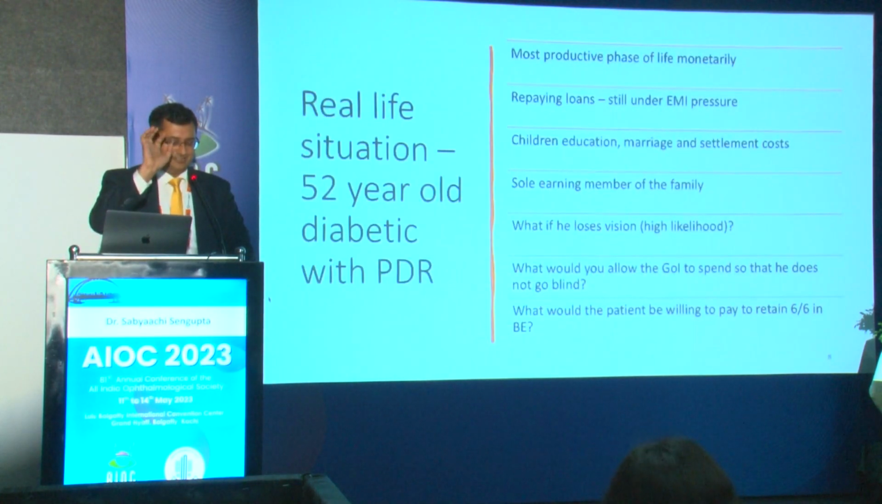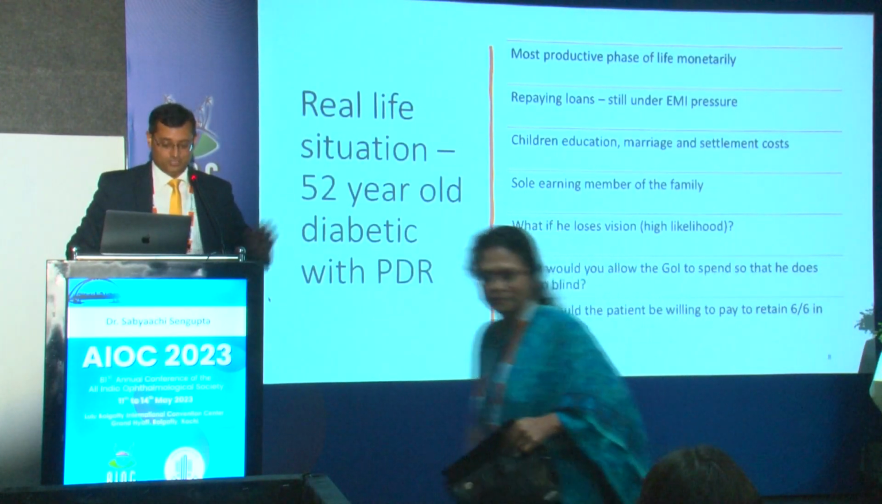Let's create real life situations. Dr. Manisha showed us that image. Let's focus on it for a minute. This is a 52-year-old diabetic with proliferative diabetic retinopathy. He's in the most productive phase of his life, isn't it? Even if you look at doctors, from 51 to 60 is the time when they really are earning money. This individual has to repay loans. He's still under a lot of EMI pressure. His children are still getting educated. There is marriage, so many settlement costs. He's the sole earning member.